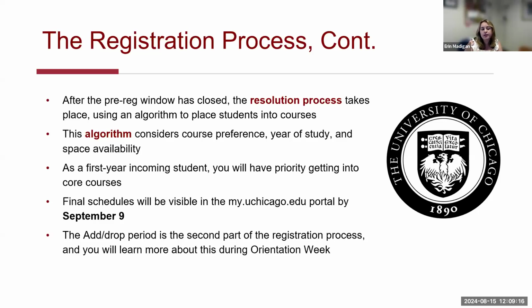Once the resolution process has concluded, your final schedule will be visible in the My.UChicago student portal. This should be around September 9th. The second part of registration process is called add drop. We alluded to that earlier in the meeting. This is when you'll have an opportunity to make changes to your schedule in real time.